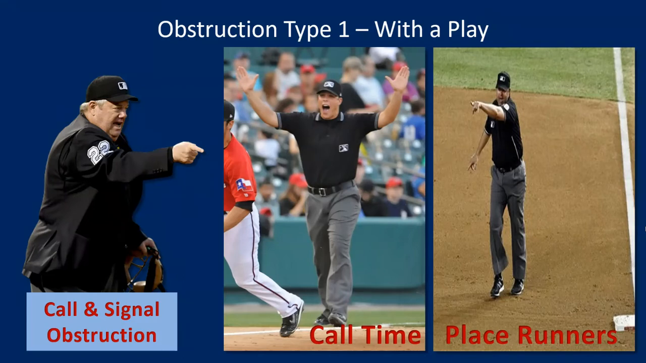So just a reminder for our mechanics and how we will call this play. You're going to call and signal the obstruction. You're going to call time, and then you're going to place the runners. And in this case, they would award the runner home. So that's obstruction type 1. That's where there's a play being made on the obstructed runner.